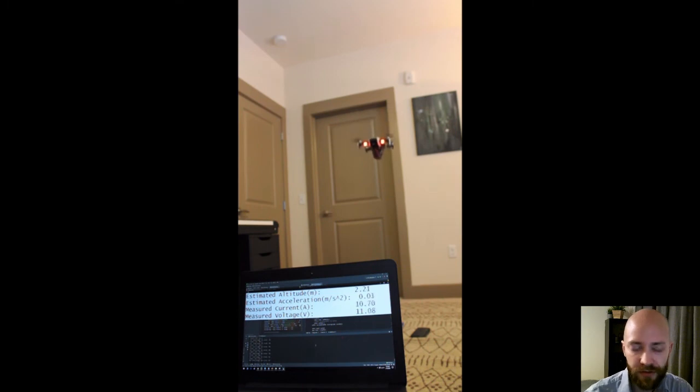So in this clip, I have that microcontroller taking the current and voltage readings from the battery. It's then transmitting that information to a program I wrote that's running on the laptop. So you can see the measured current and measured voltage on screen there. Using that information, I then calculate what the acceleration should be, and then from there I can make a prediction of the drone's altitude.